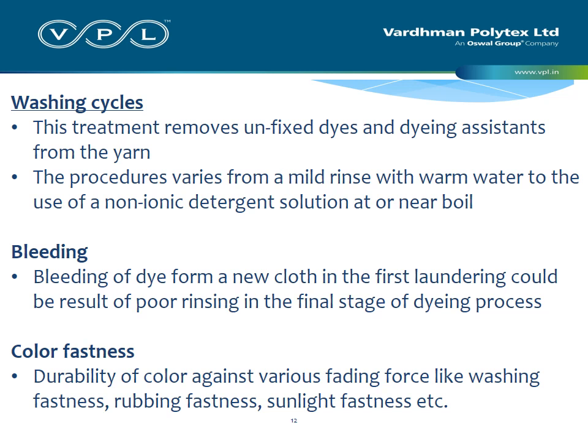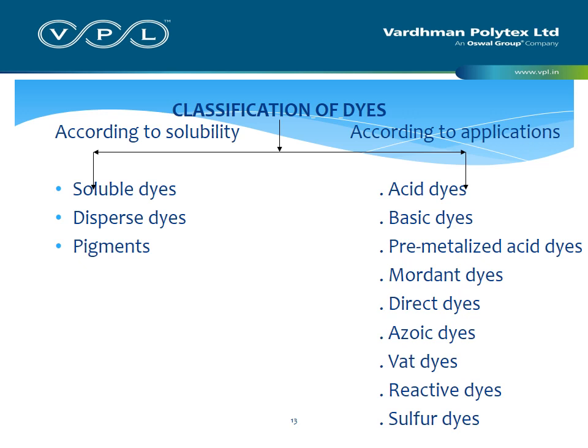Color fastness. Durability of color against various fading processes like washing fastness, rubbing fastness, sunlight fastness, etc. Classification of dyes. Classification of dyes according to solubility and according to application are different. Soluble dyes are mainly ionic and cationic dyes. Dispersed dyes are non-ionic and slightly soluble in water. Pigment dyes are insoluble in water.